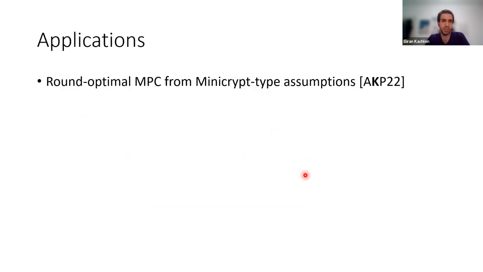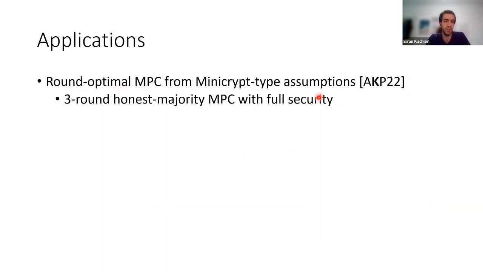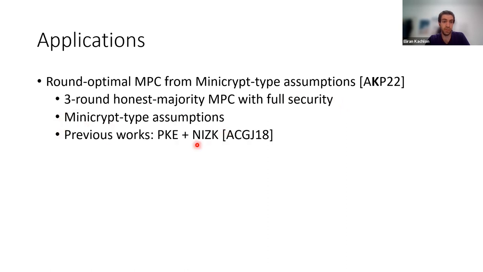And let me mention some applications. So in a follow-up work, again, with Benny and Arpita, we show that we can use the VRS protocol in order to obtain a round optimal multi-party computation for mini-crypt type assumptions. So we construct a three-round honest majority protocol that provides full security, and we use the same assumptions that we use for the VRS. Okay, and the previous works required public key encryption and the non-interactive zero knowledge.